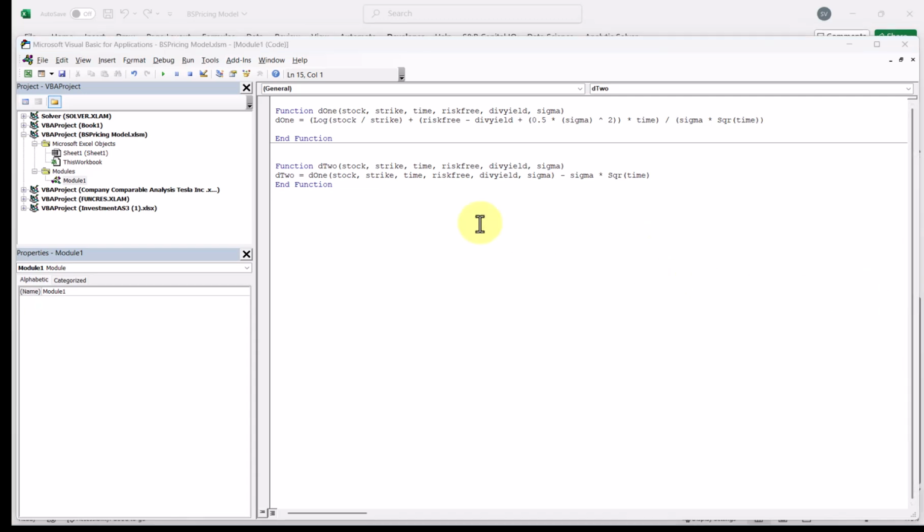All right, so now let's go ahead and put these two functions, D1 and D2, into a third function for the Black-Scholes call value. And we're going to name this one BS call. We need to declare, again, all of our variables. So I'm going to put in stock, strike, time, risk-free, div yield, and sigma, close parentheses.